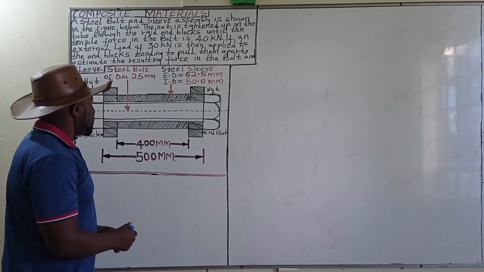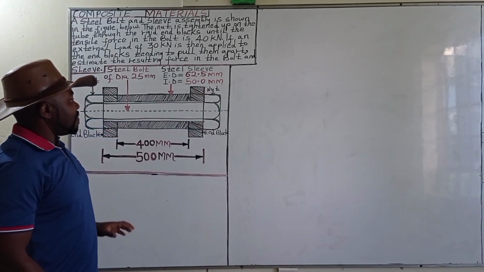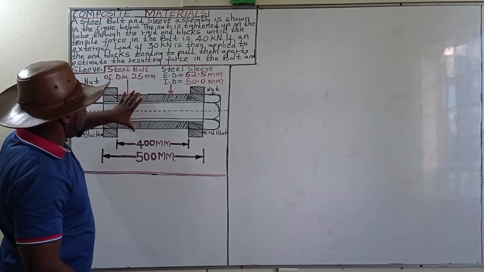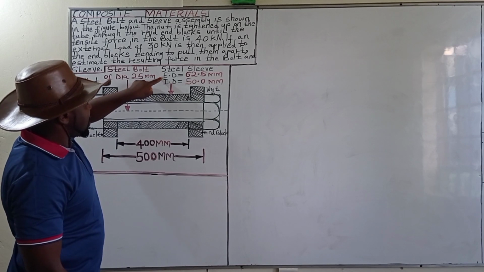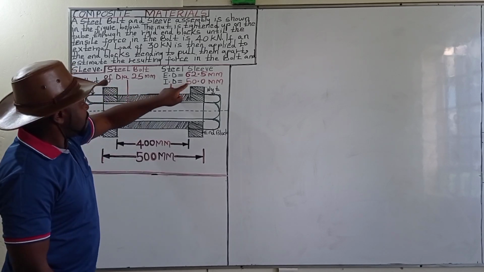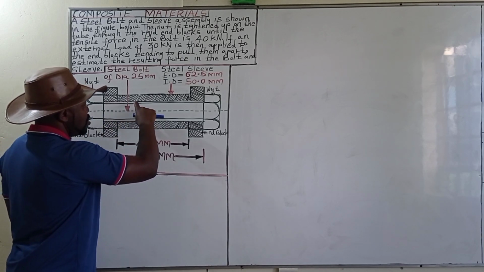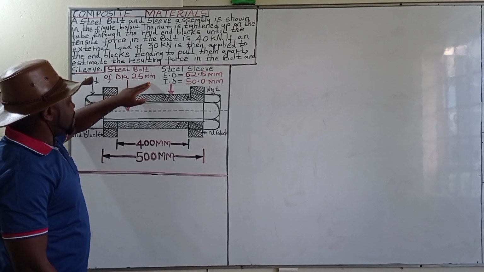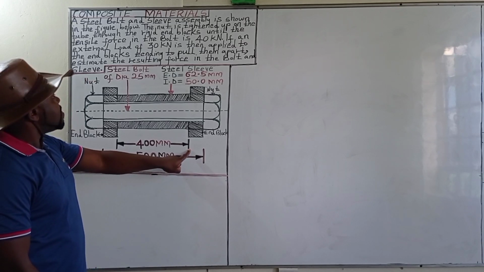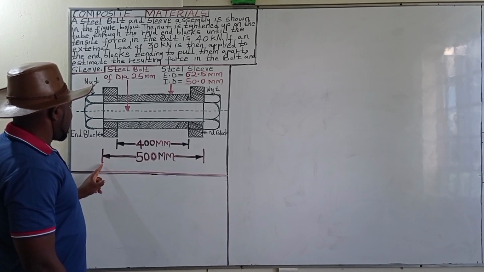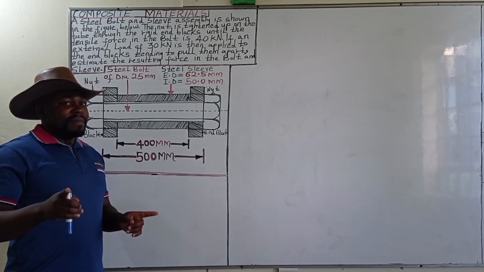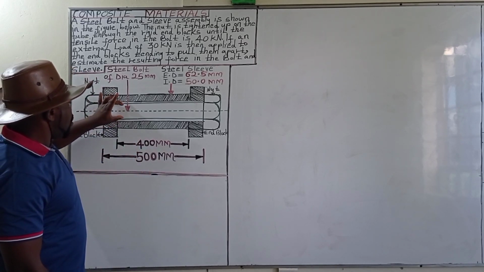So, on this diagram here, we got the nuts at the end of this whole component. Then we got the end blocks. And then this shaded region shows the steel sleeve with an external diameter of 62.5 millimeters and an internal diameter of 50 millimeters. We got a bolt with a diameter of 25 millimeters. The length of the steel sleeve is 400 millimeters, and the length of the bolt is 500 millimeters.